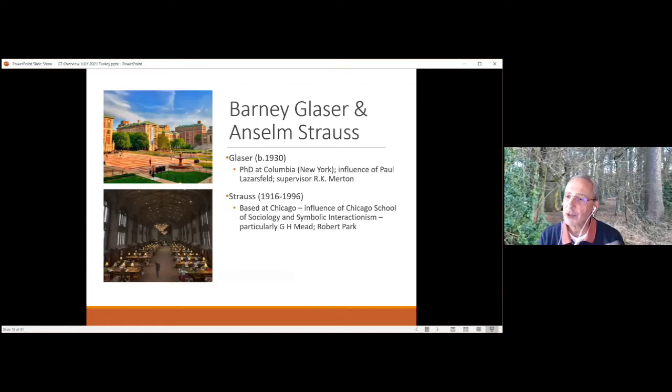And their backgrounds were very different. As you see, Glaser was younger than Strauss. And Strauss, when he moved from Chicago, University of Chicago, to California, University of California, San Francisco, was already a well-established researcher, teacher, and author. He'd worked, in fact, on a very famous study with his colleagues in Chicago called Boys in White in the 1950s.